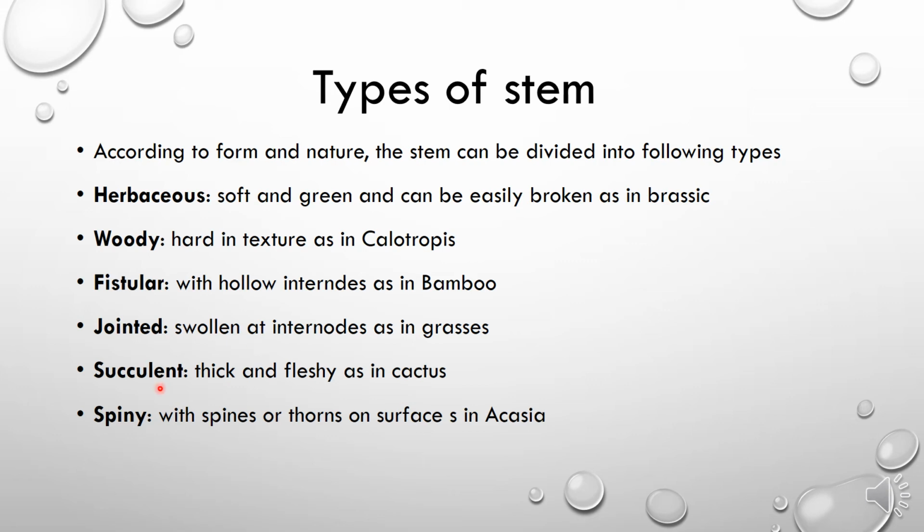Succulent stem. Succulent stem is a type of stem which is thick and fleshy, as in the cactus. In most of the desert plants, the stem is thick and fleshy, and the purpose of that stem is to store water and food material to overcome the unfavorable conditions. So such a stem which is thick and fleshy, having the stored food material and water in it, is called a succulent stem. And stem may be spiny with spines or thorns on the surface, as in acacia.